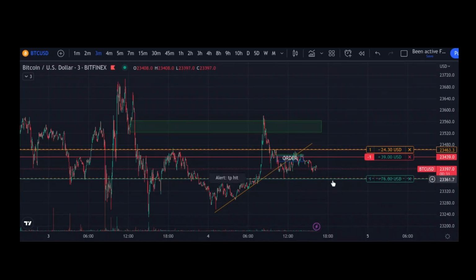Anyone could take a partial. I would just take profit personally, because I'm building an account. This is the area that I felt would be the most logical area to take profit. And that was my analysis for today. Thank you.